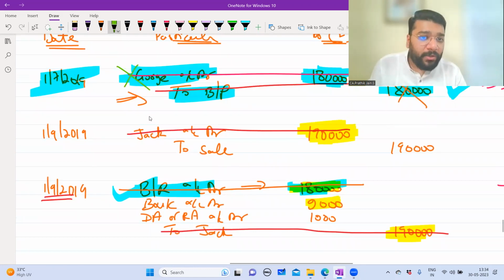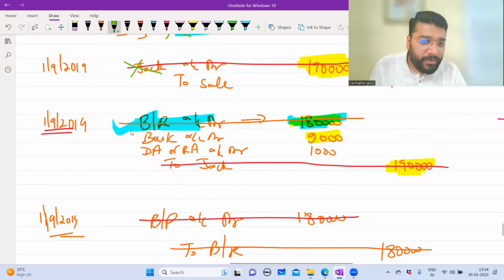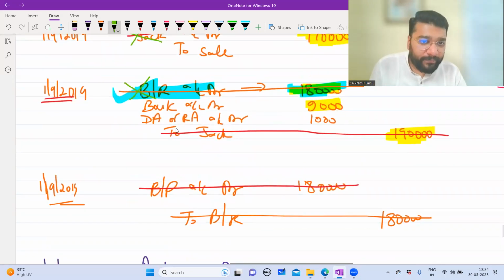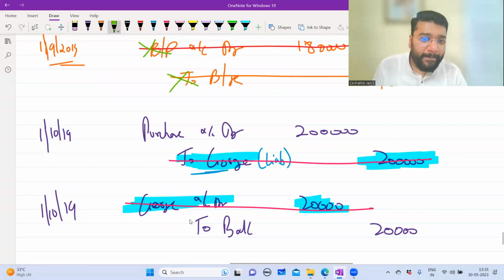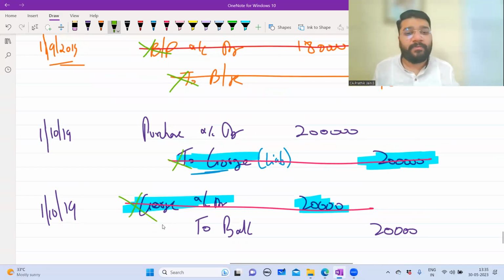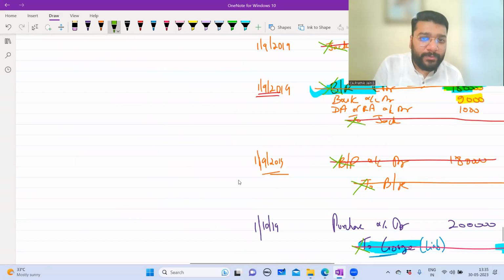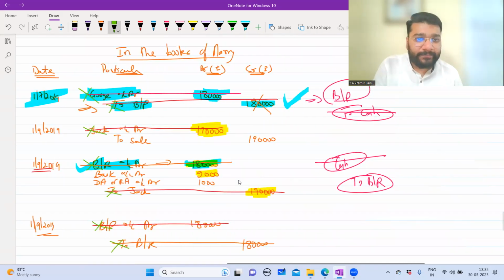So the ledger is closed, bills payable closed, Jack closed, bills receivable closed. Everything is closed. Now compare with the textbook and tell me if I have missed out any entry.